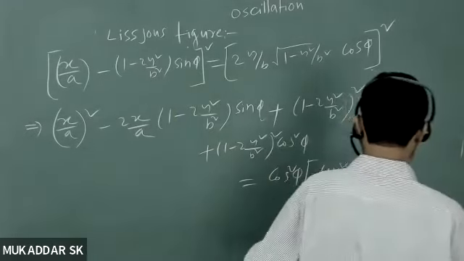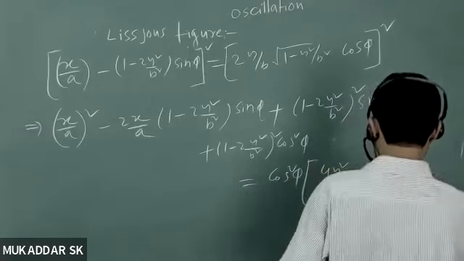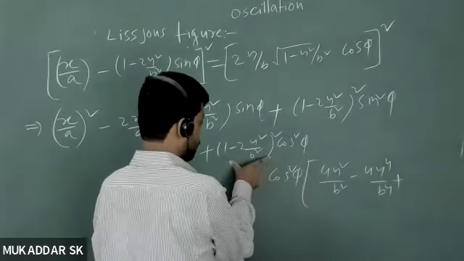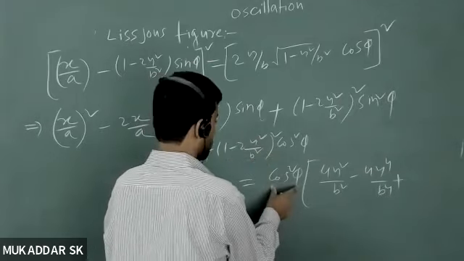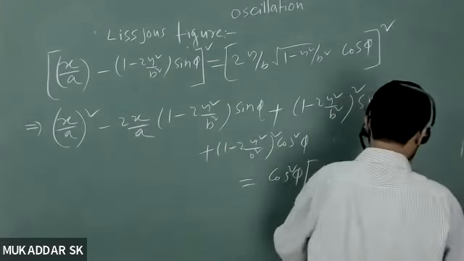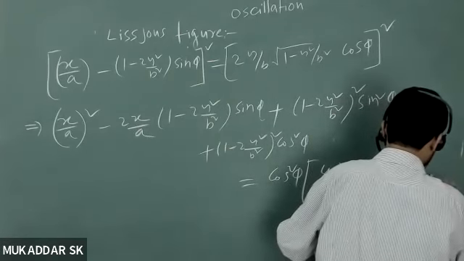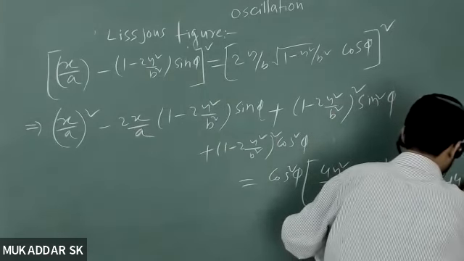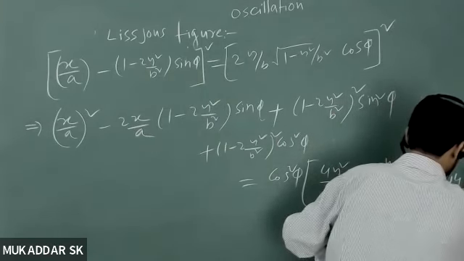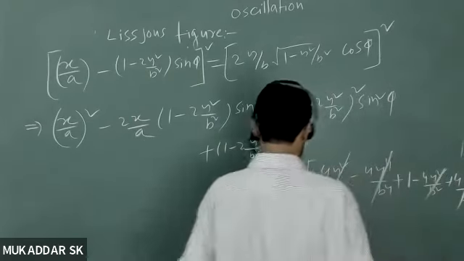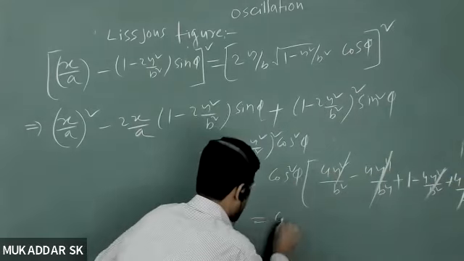So if you break this, what will you get? Because what are you actually doing here? You are adding this term, right? And you have cos square phi here, already taken common. So if you break this square, basically you will get 1 minus 4 y square by b square plus 4 y to the power 4 by b to the power 4. So this will be cancelled actually, and at the end you will get cos square phi.